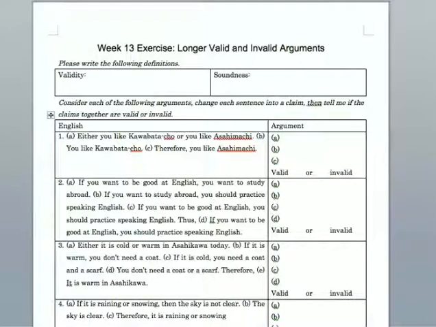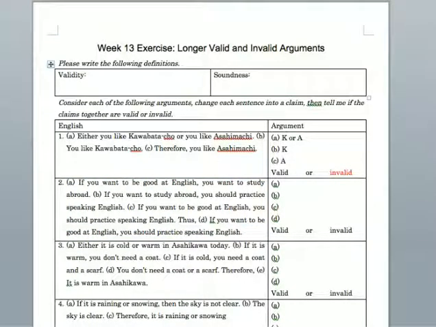So for our first problem, we were saying either you like Kawabata-cho or you like Asahimachi. So K or A. Turns out you like Kawabata-cho, so K. And therefore, you like Asahimachi, A. So this argument is invalid. So let me try to explain why.